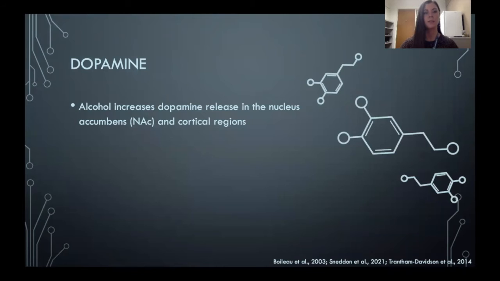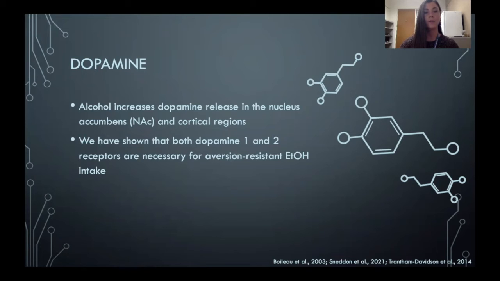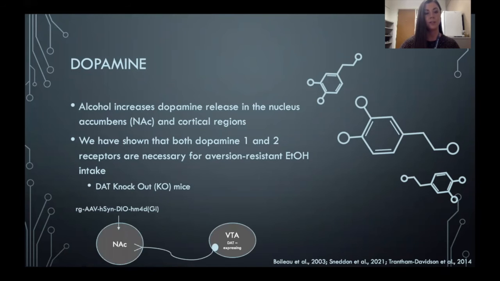Another mechanism we were interested in investigating was the contributions of dopamine, because alcohol increases dopamine release in both the nucleus accumbens and other cortical regions. In addition, we've shown that D1 and D2 receptors are necessary for aversion-resistant ethanol intake. So what we did is we used a dopamine transporter knockout line. In addition, we also used a retrograde viral vector, which was injected into the nucleus accumbens core, and only neurons that express the dopamine transporter were infected, and these neurons go back to the VTA.